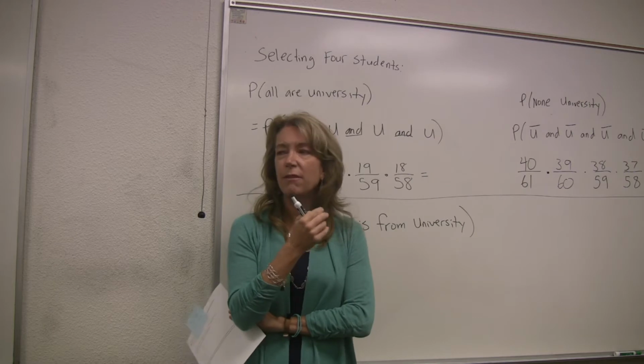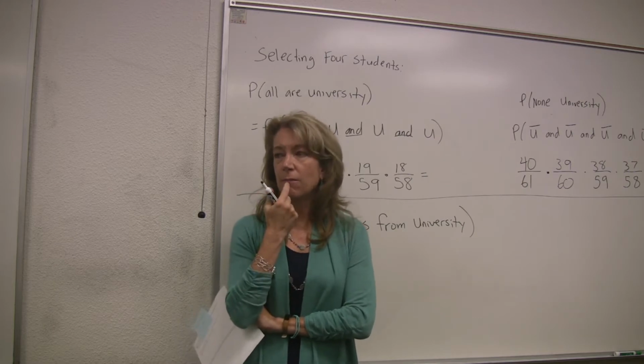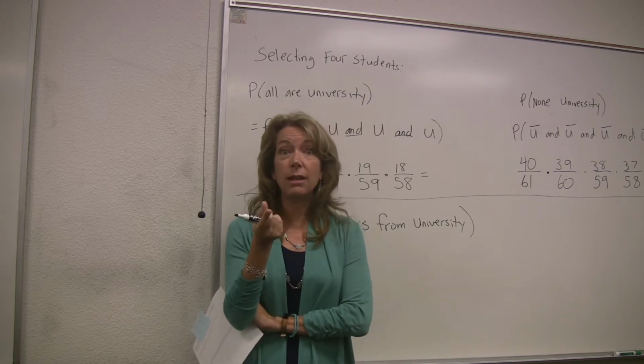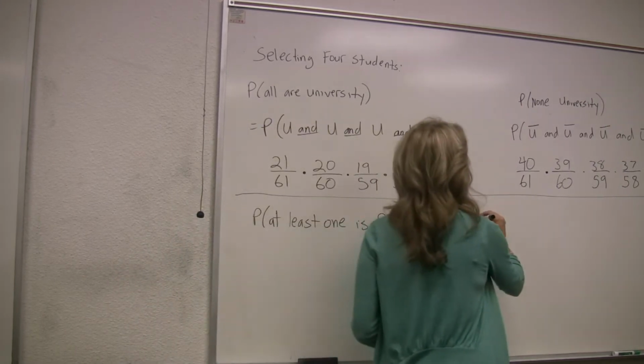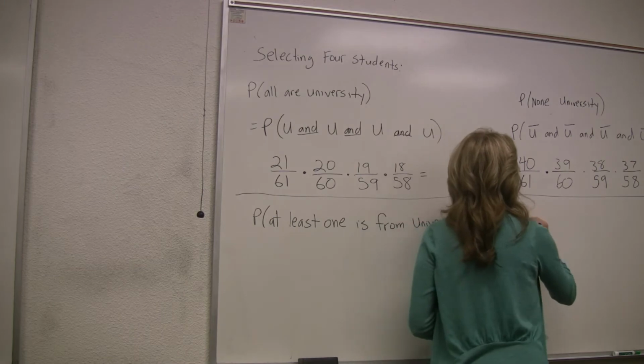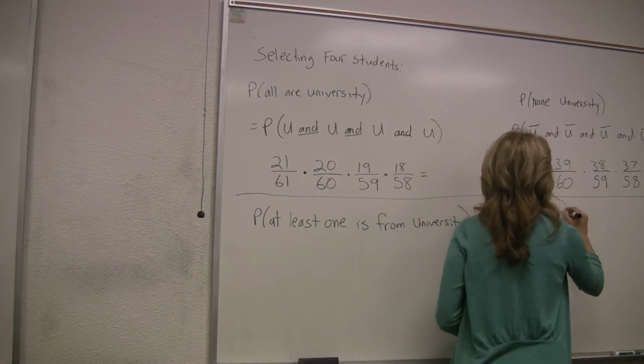What's the complement of at least one being from the university? None are from the university, right? Either at least one or none. So this is going to equal 1 minus the probability of none from the university.